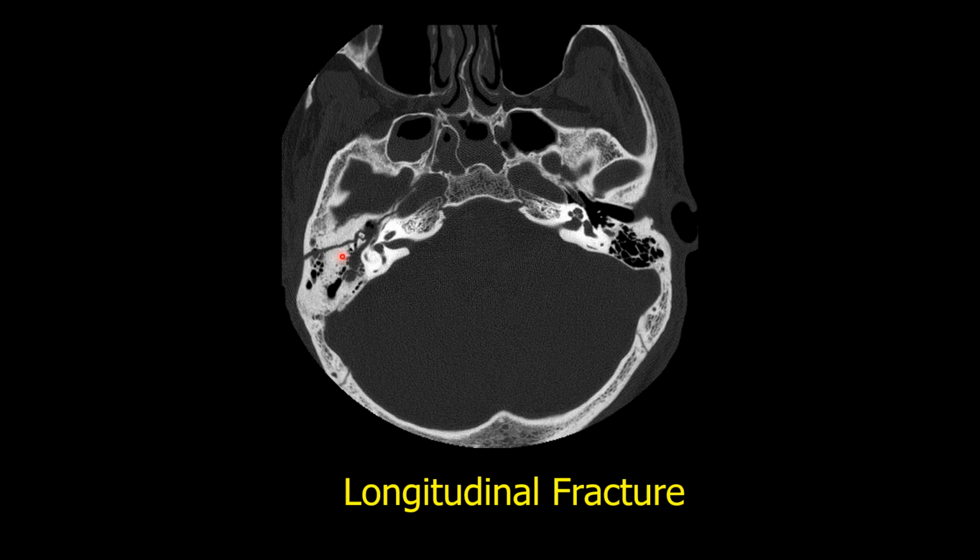The other type of fractures are the transverse fractures, which run perpendicular to this long axis, and the transverse fractures have a high risk of facial nerve involvement, and they will often spare the ear ossicles. So here we see the longitudinal fracture that's involving the ear ossicles.